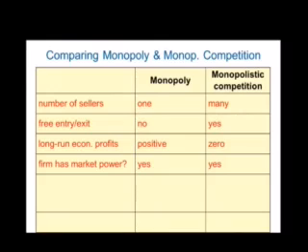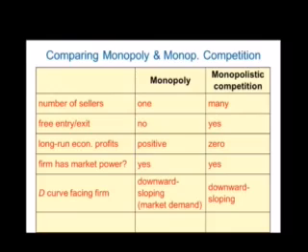In both cases, the firms have market power. In both cases, the firm has a downward sloping demand curve. But for substitutes, for monopoly, there aren't that many substitutes. For monopolistic competition, there are many substitutes available.